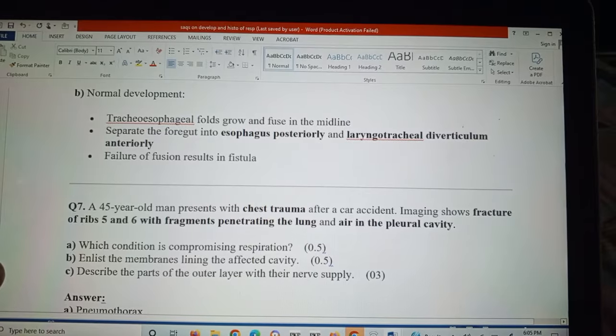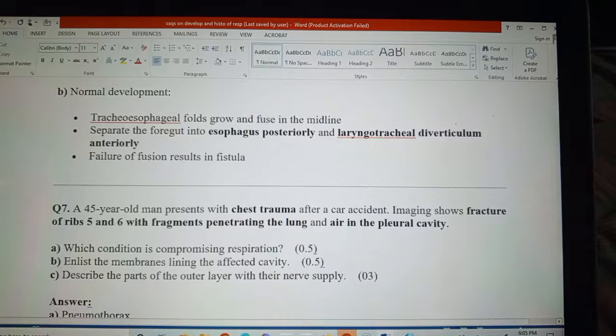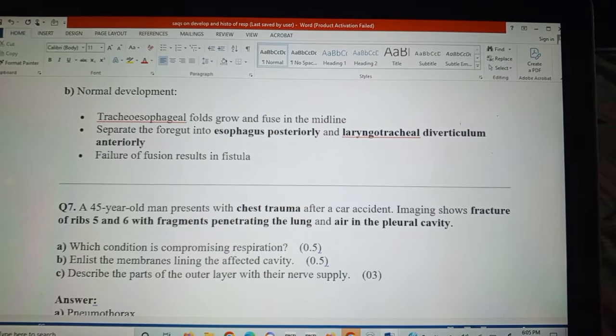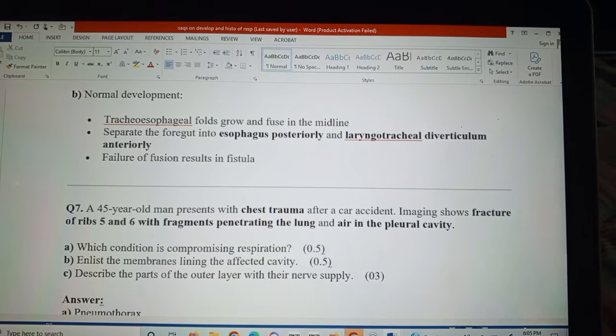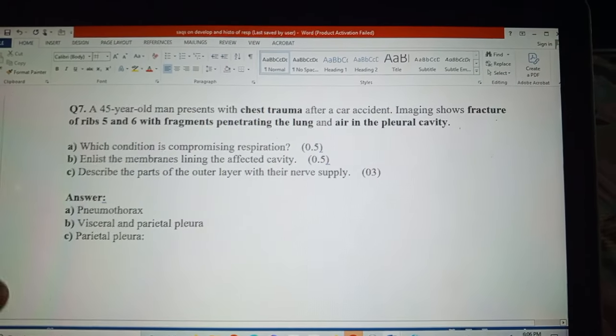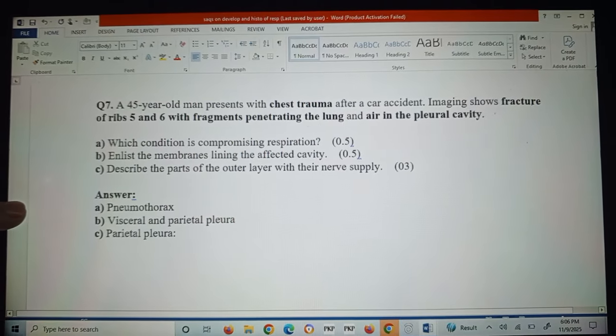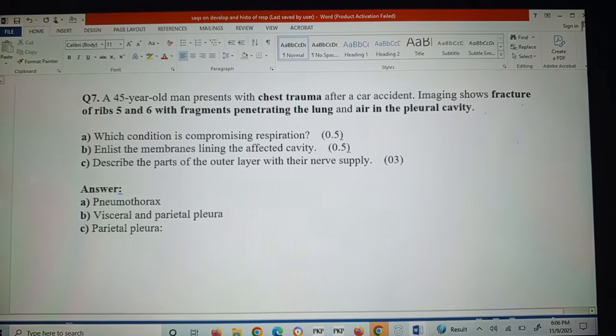It is very important. Normal development is when the tracheoesophageal folds grow, they fuse in the midline, and they separate the foregut into the esophagus posteriorly and laryngotracheal diverticulum anteriorly. Failure of the fusion results in the fistula. Question number 7. A 45-year-old man presents with chest trauma after a car accident.